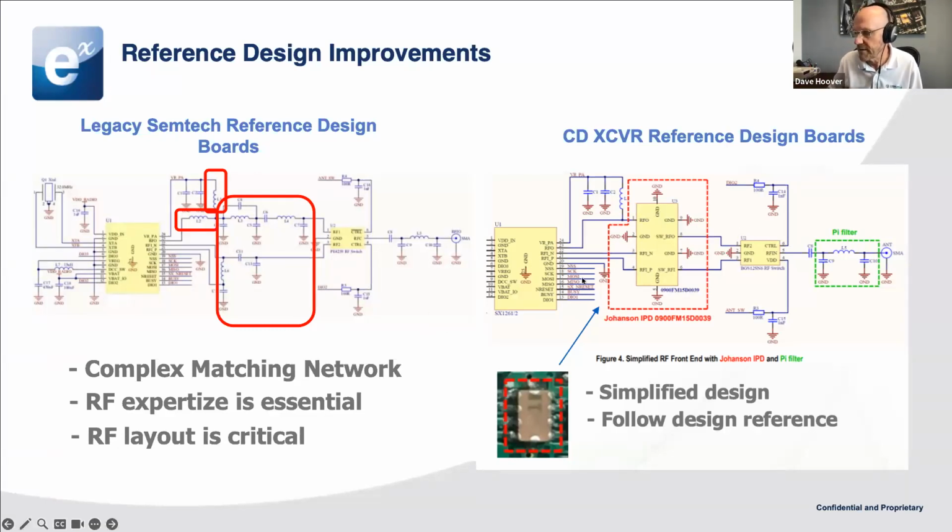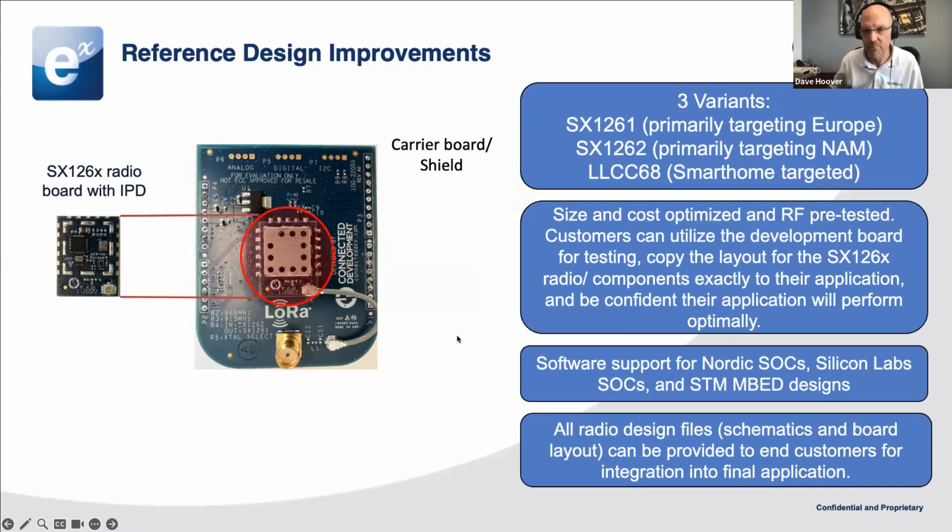So the new design replaces all of these components with a Johanson integrated passive device. So this is one chip, one very small chip, rather than the 10 individual components here. And at the same time, the entire design was squeezed into a very small footprint. So if you look at what the result of this was, we have this new, again, it's the same end form factor around the outside of it.